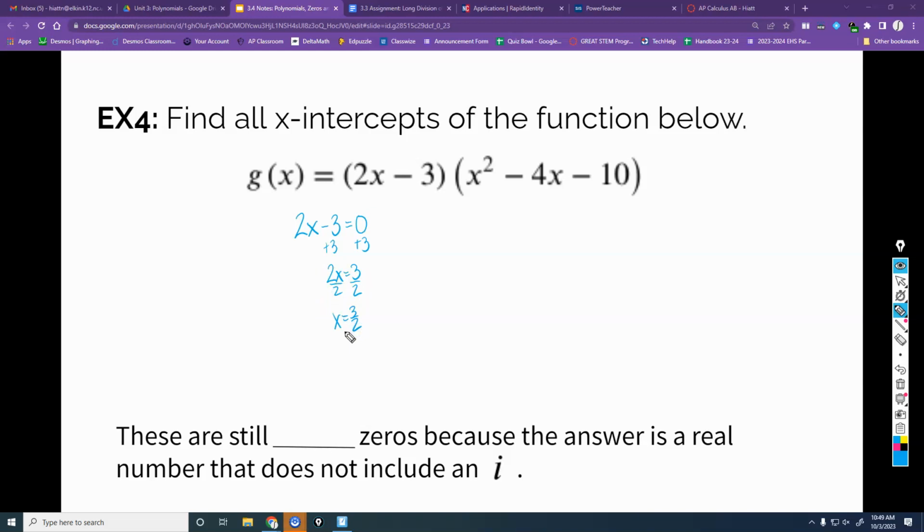Okay, this is the last question we're going to do too, because I need you guys to go ahead and do your quiz. We're running out of time.